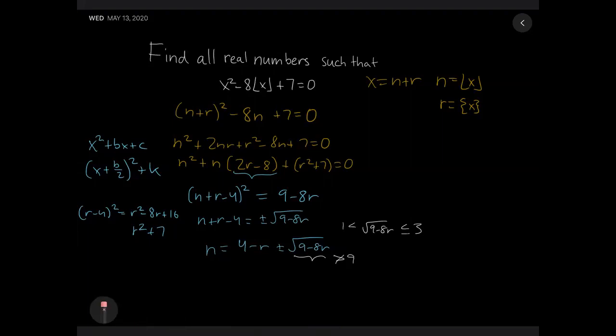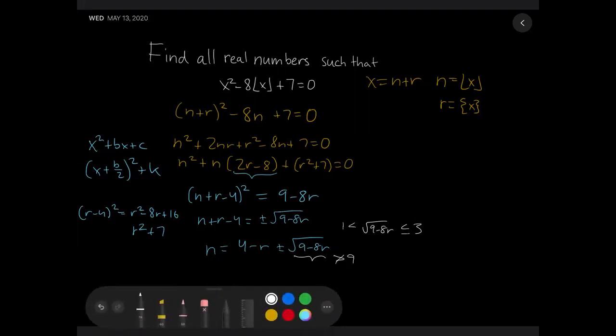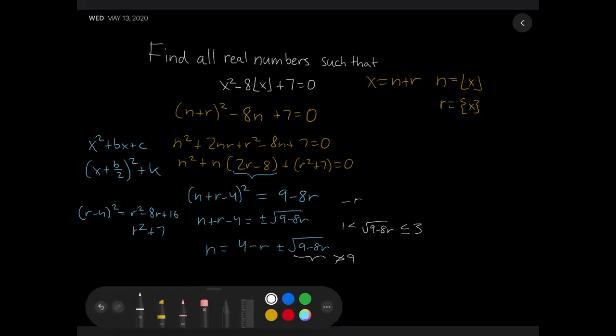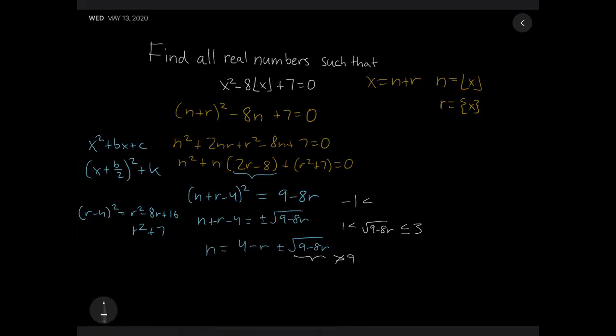So now we got a couple of cases to check, right? So negative r can be, let's write this down as well, negative r can be between negative 1 and 0. So now what can this negative r plus or minus the square root of 9 minus 8r be? Got a couple of cases since we know it has to be an integer.